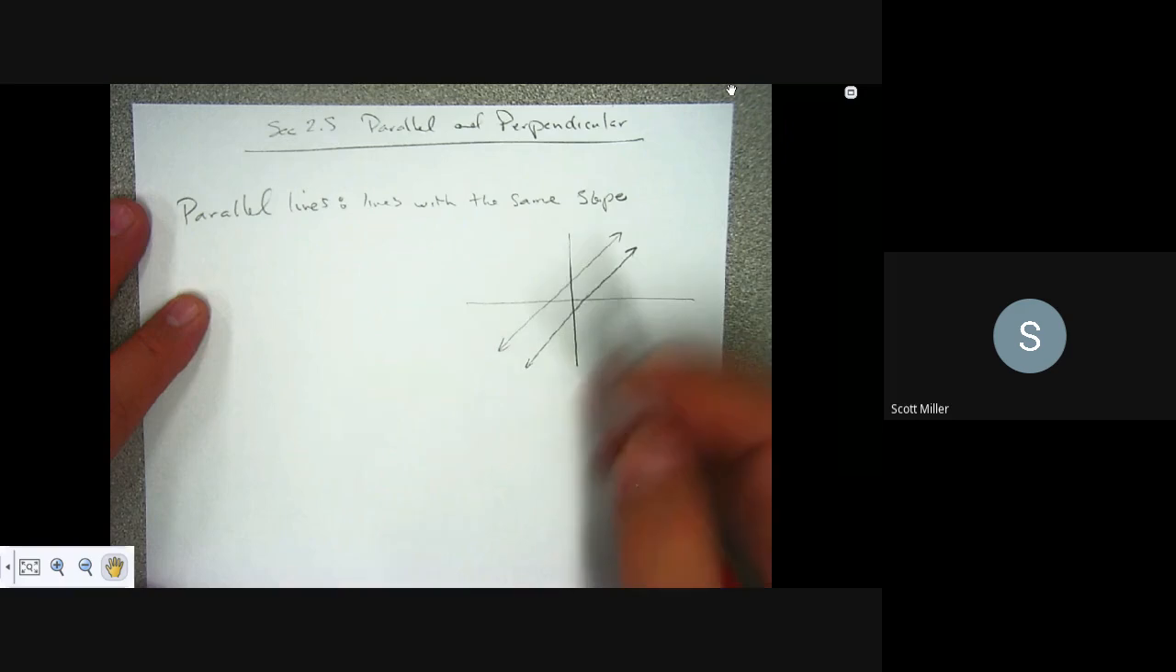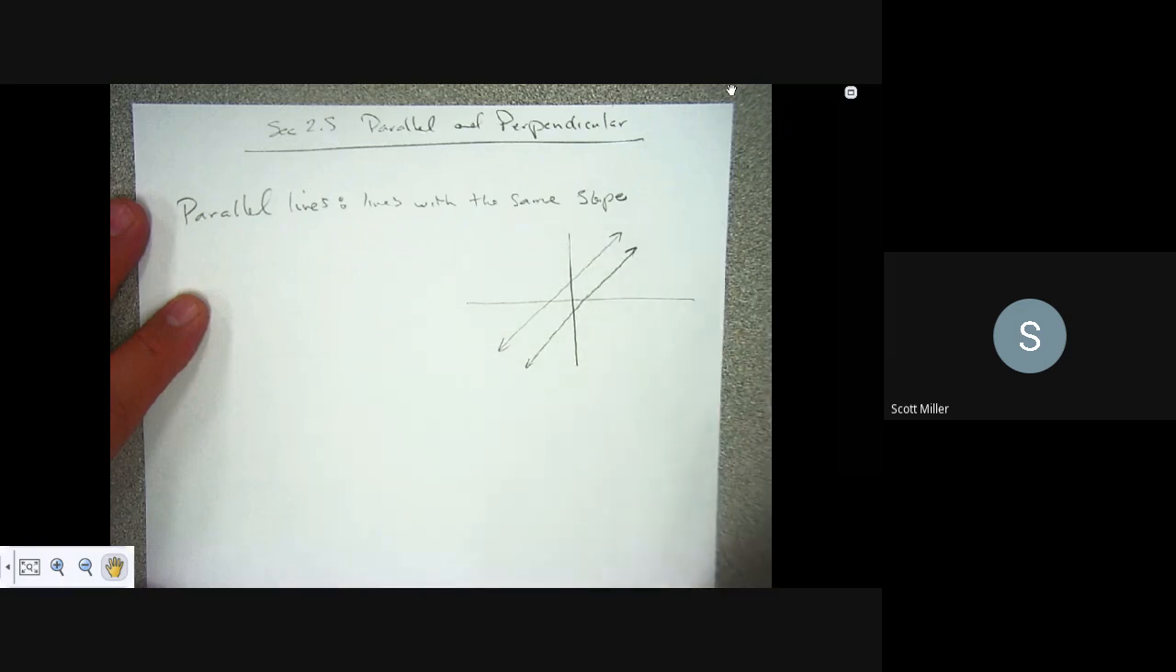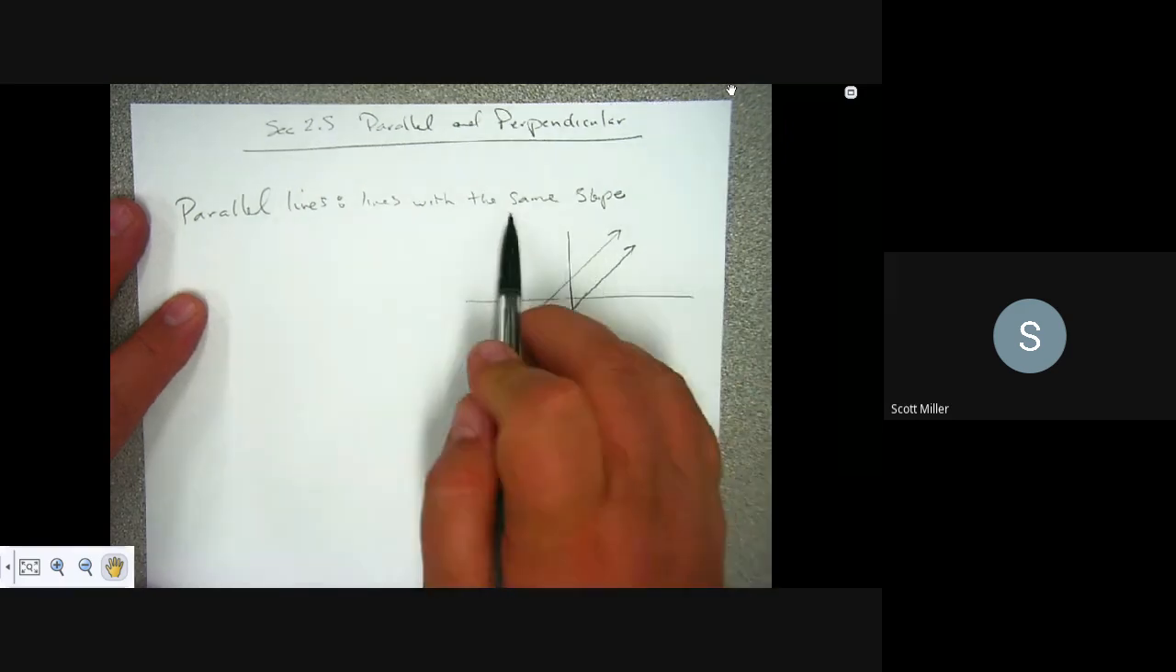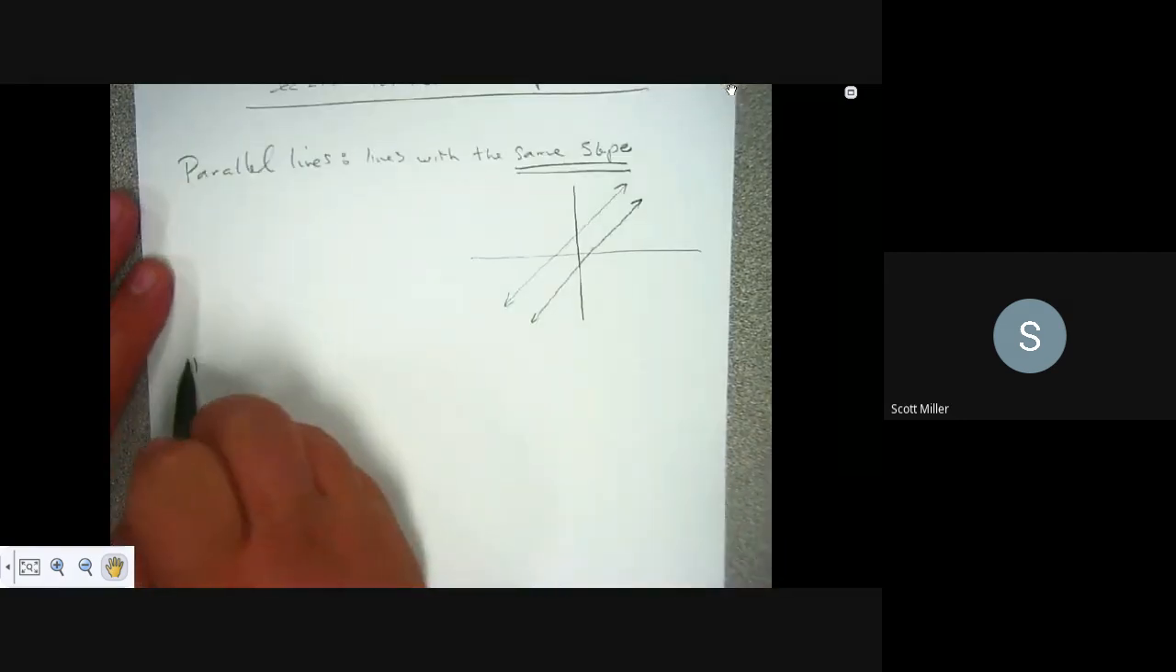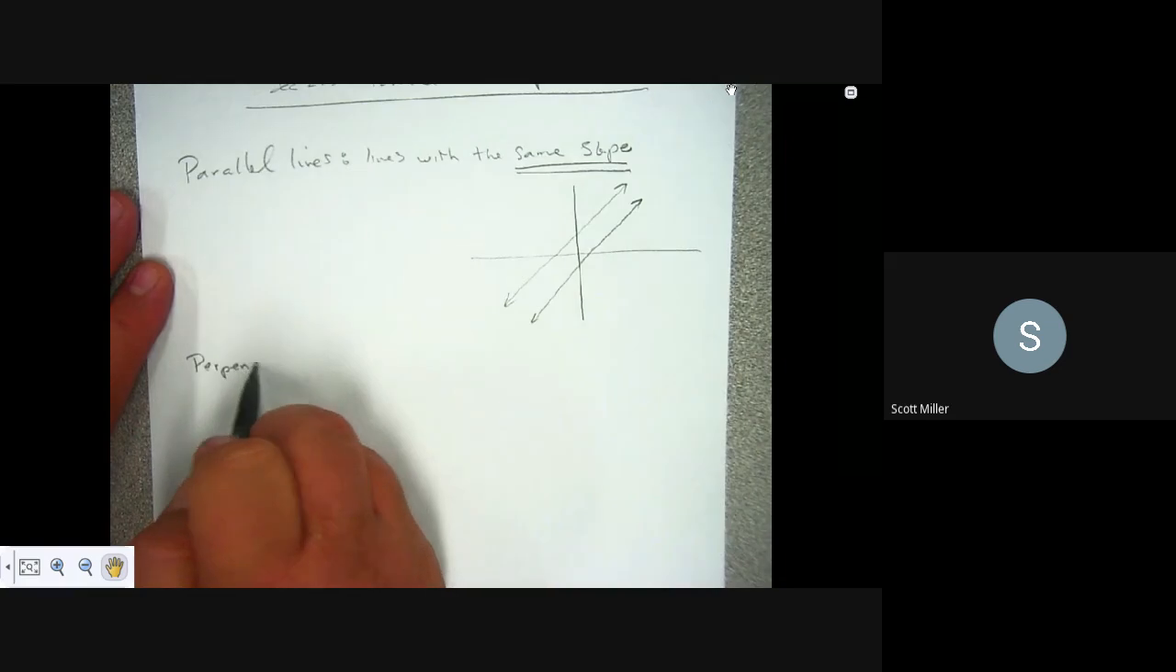Parallel lines. Two lines, they never intersect. They have the same slope. That's what you need to remember. So what is the other one? Perpendicular lines.